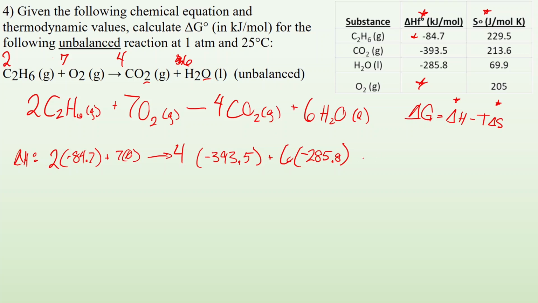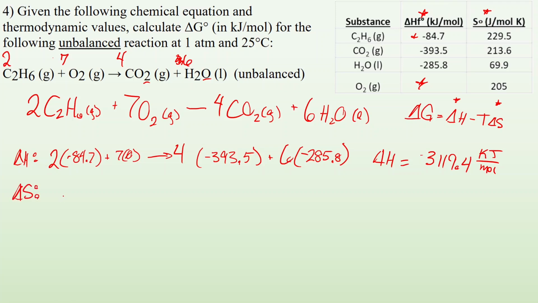So when I do this math, I get a delta H of negative 3119.4 kilojoules per mole. And you've got to be careful. This is kilojoules, but then the entropy is going to be in joules. So this is like a multi-step problem. So let me figure out my delta S.